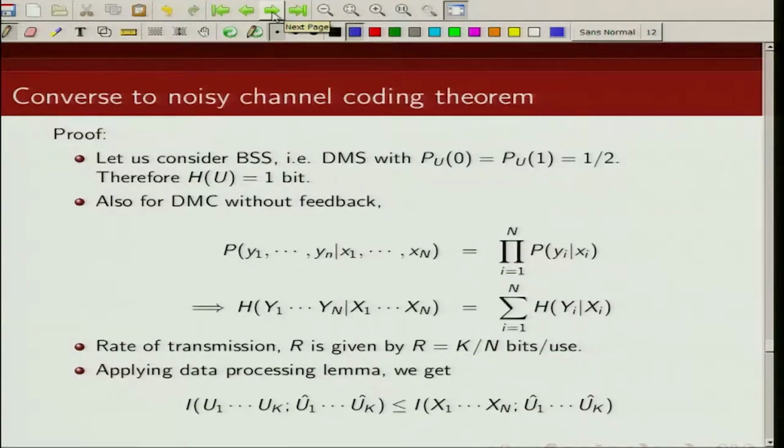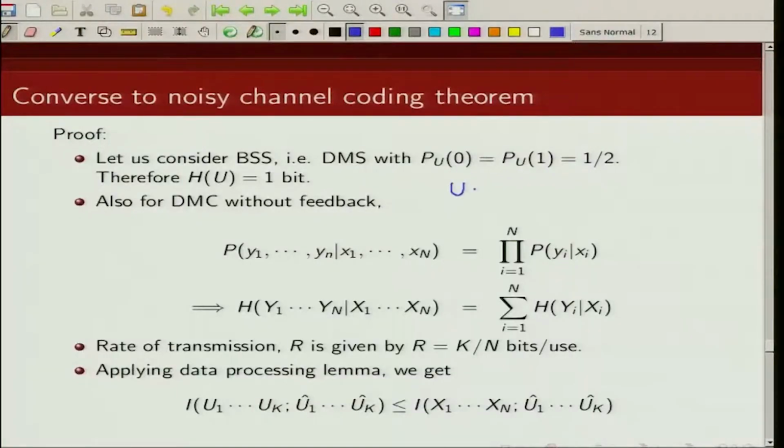So we are going to first apply the data processing lemma. What does the data processing lemma say? That further processing of data does not increase information. So what we had was u, x, y and u hat form a Markov chain. So mutual information between ui's and u hat i's is going to be less than mutual information between xi's and ui hats. So that is what I am writing here.